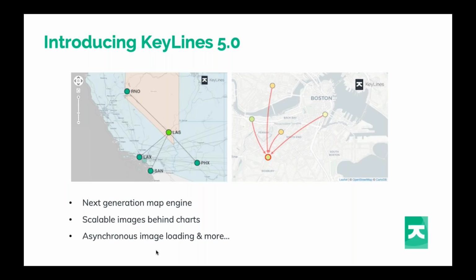But we're not going to talk about all of the features of KeyLines 5 today. We're going to focus on the main thing, which is the map engine, and one of the side benefits of the new map engine, which is the ability to put scalable images behind your charts as well. Think of that London Underground map, and I'll show you some more examples of that later in the webinar. So let's start with maps.